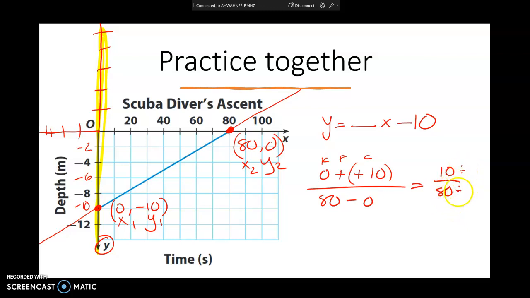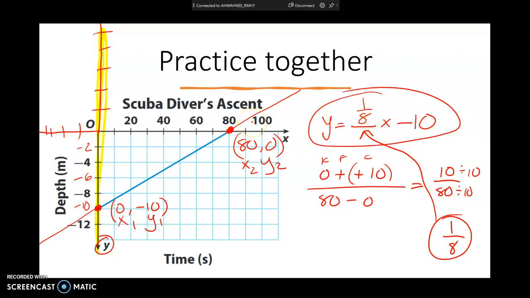Let's divide both of these by 10. That gets me 1 over 8. And this is our slope. That goes right there. 1 over 8. Great job. All done. Let's just do one more.